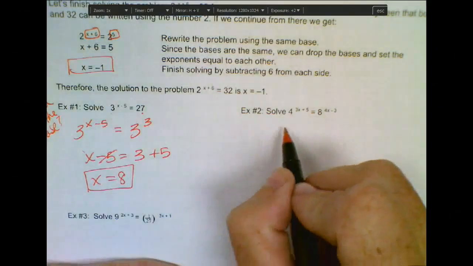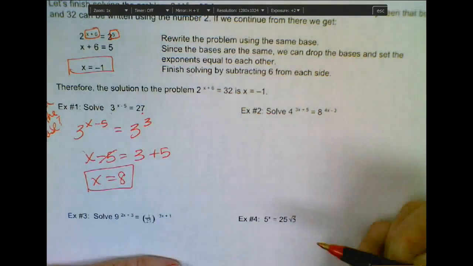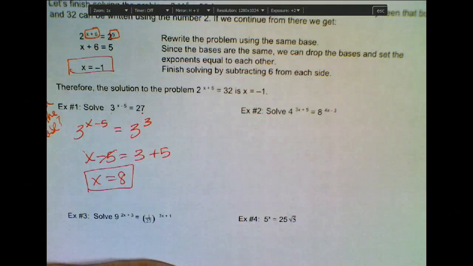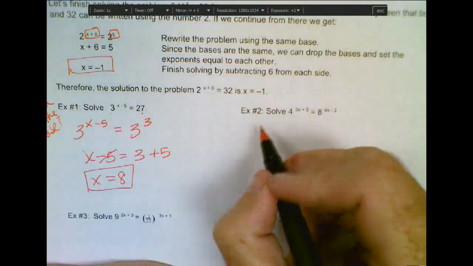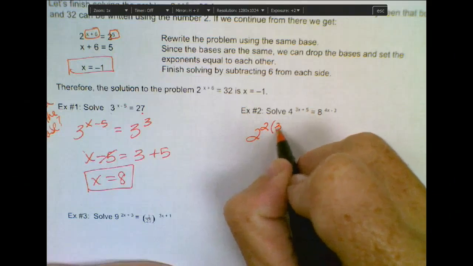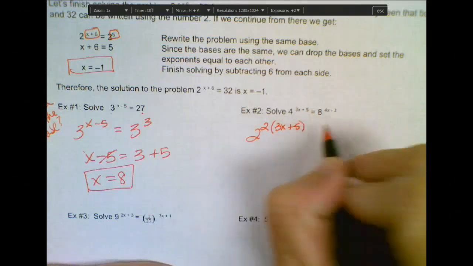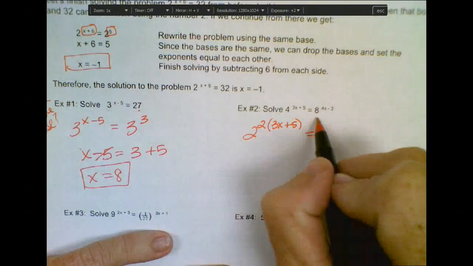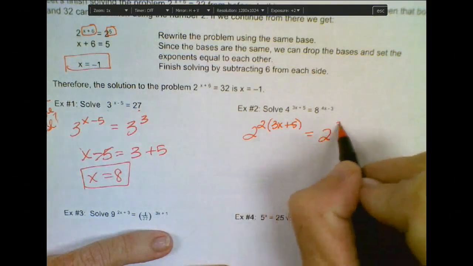Okay, example 2. Now we don't really have a base. Can you ask yourself, can you square 4 and get 8? No. Is there a base that they might have in common? Could they both maybe be a power of another number? So with exponents, you usually want to start small. So 4 is actually 2 squared. Then we're going to put that exponent right next to it. And the value of 8 is 2 to the third.